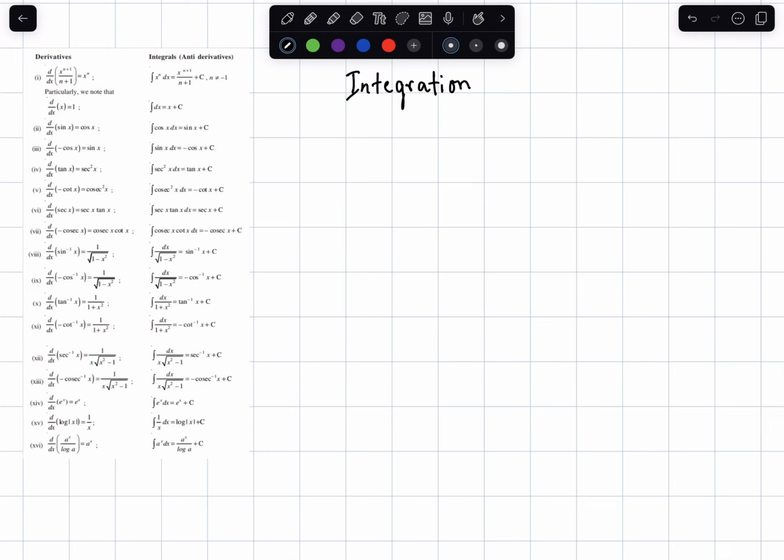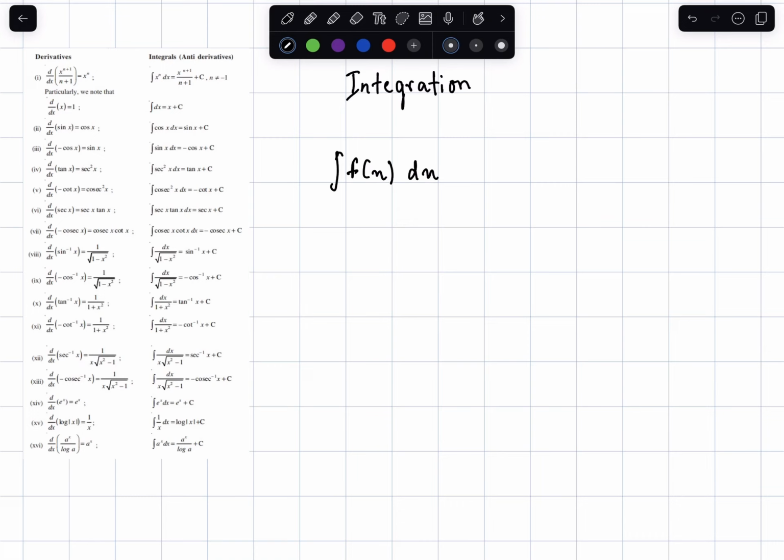And integration is represented in a simple way. So this is the integral logo, and then you have f of x dx. And what does this mean? This basically means the integral of f with respect to x. So what does it mean? It basically means you're integrating with respect to x.